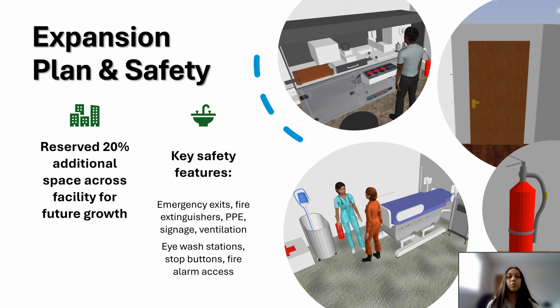Now for the expansion plan, we allocated 20% additional space across the entire facility to support future increases in production or staffing. On the safety front, we included features such as emergency exits, fire extinguishers, and alarms across the facility. And on the production floor, we have additional safety measures like eye wash stations, ventilation systems, and PPE.